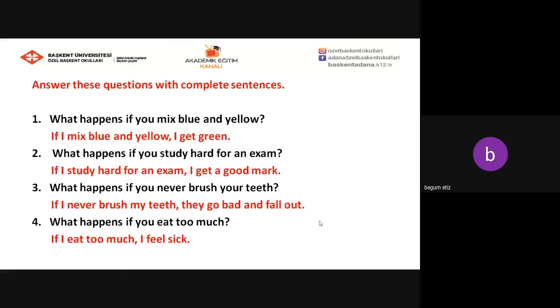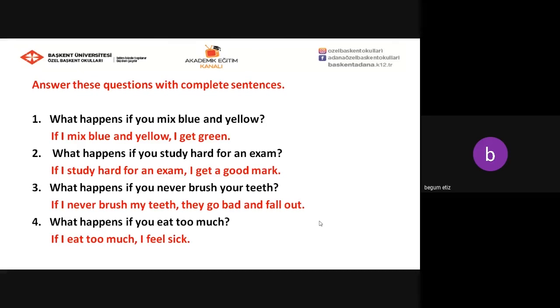Okay, can we say for the first one, what happens if you mix blue and yellow? If I mix blue and yellow, I get green. Second one, what happens if you study hard for an exam? If I study hard for an exam, I get a good mark. What happens if you never brush your teeth?